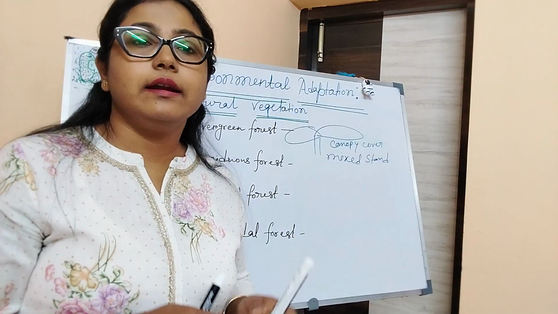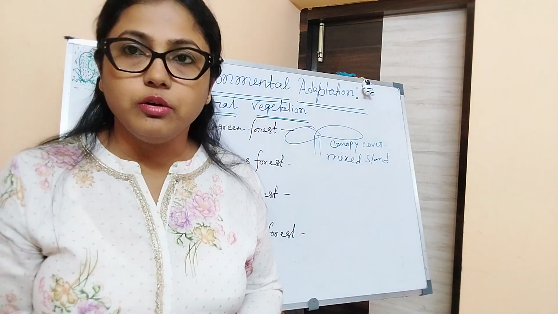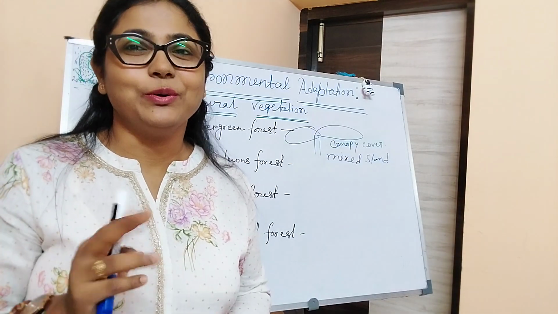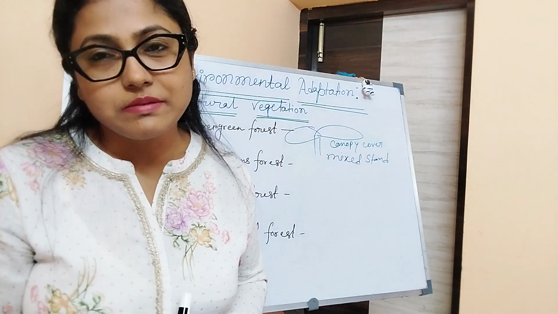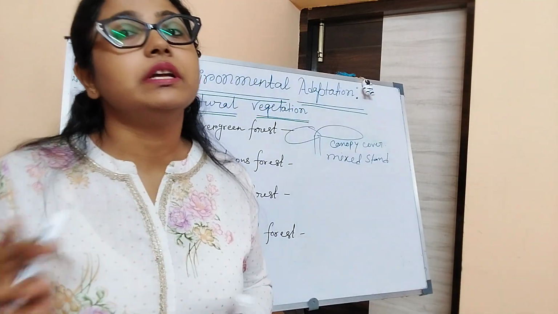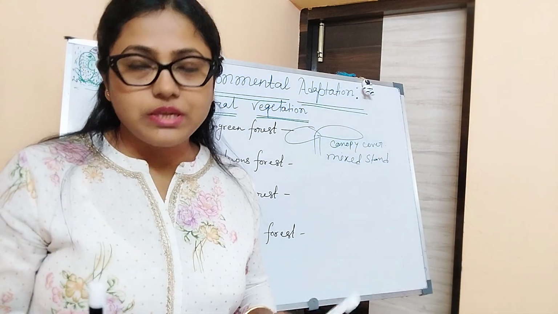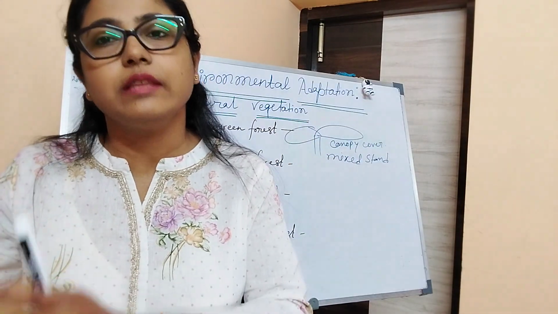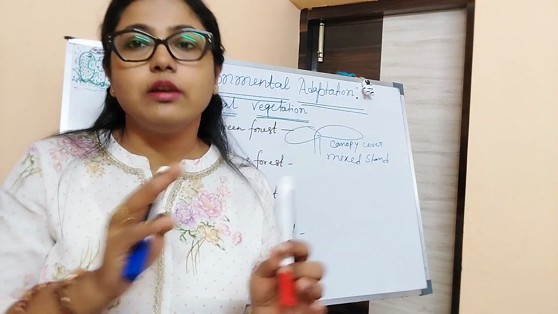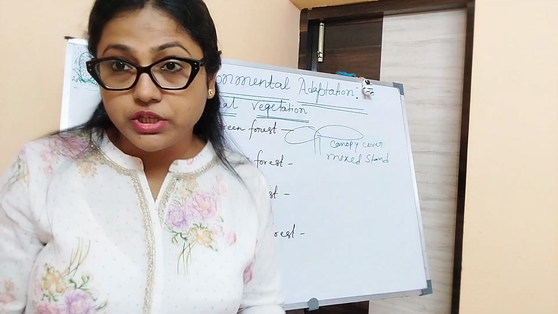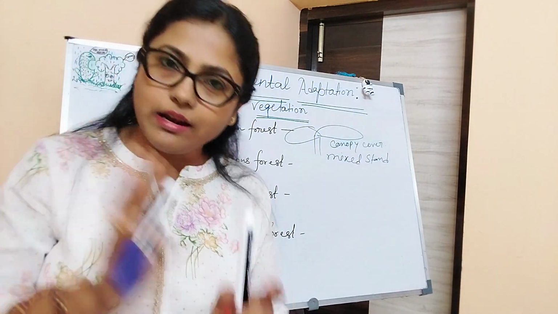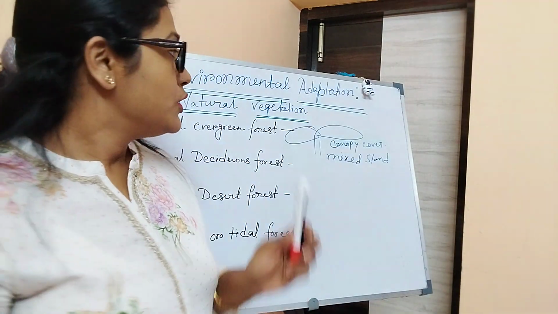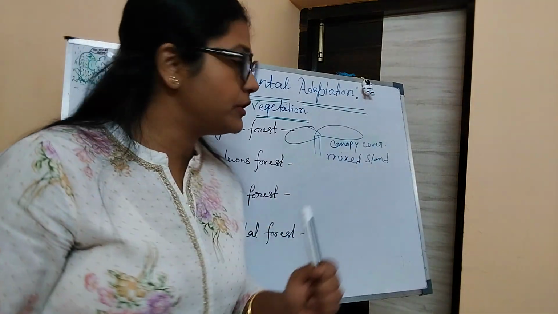Okay. And these trees are evergreen, you all know, because they do not shed their leaves. No, wrong. They shed their leaves, but not at a particular time. As the trees are of mixed stand, they have different times of shedding their leaves, so they look evergreen. They are shedding, but they have different times to shed their leaves. So this is all about the tropical evergreen forest.